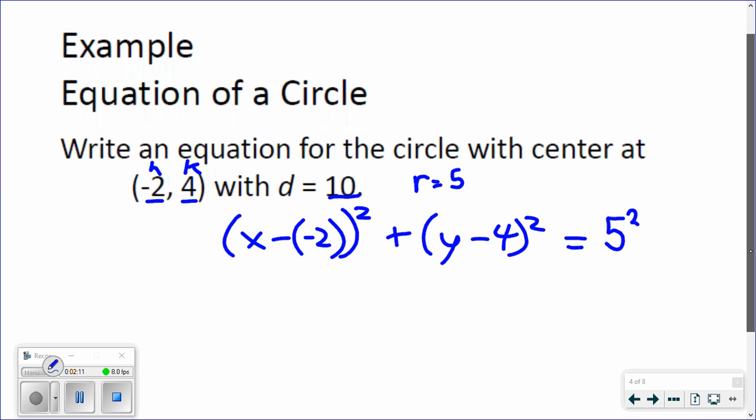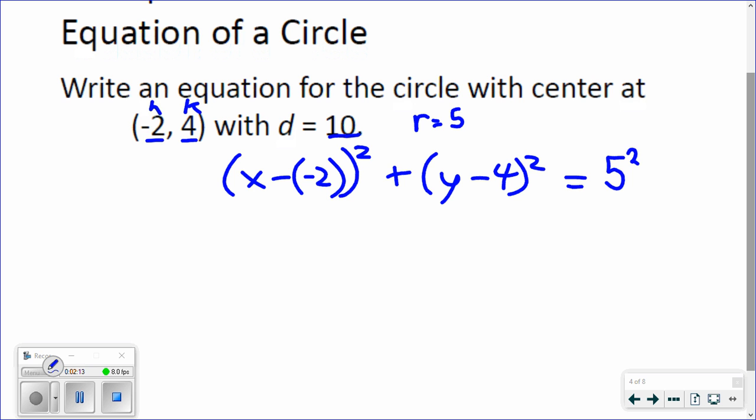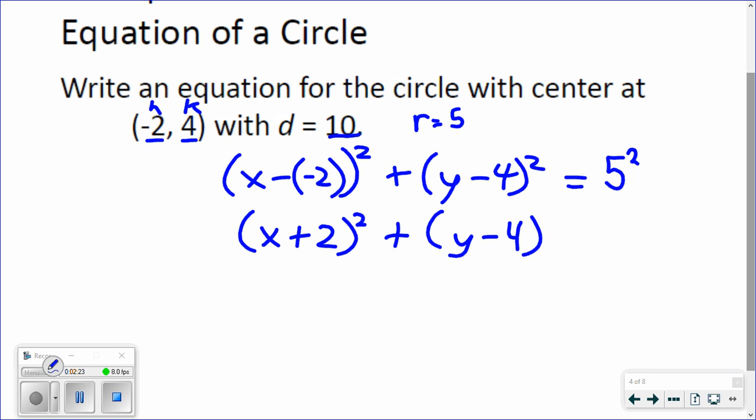Now, we probably shouldn't leave the equation like this, so let's simplify it. The negative makes a positive, so x plus 2, as we said before, squared plus y minus 4 squared equals 5 squared, which would be 25. So this is how the equation should be written. All right.